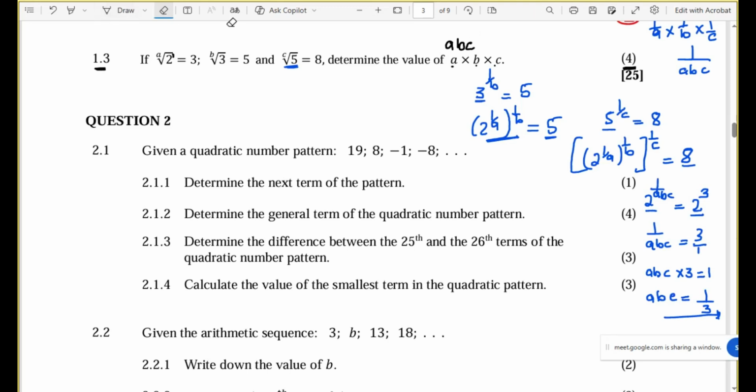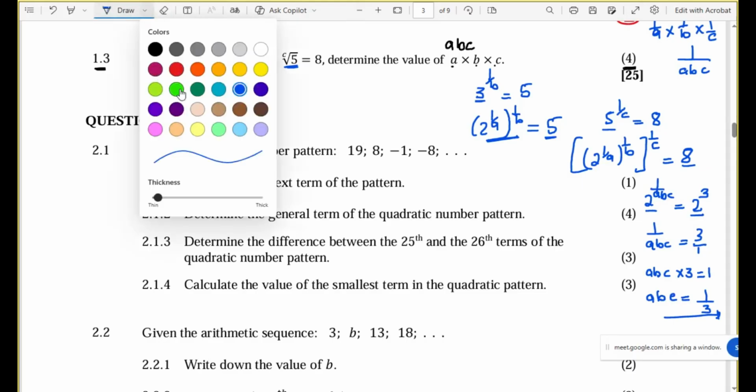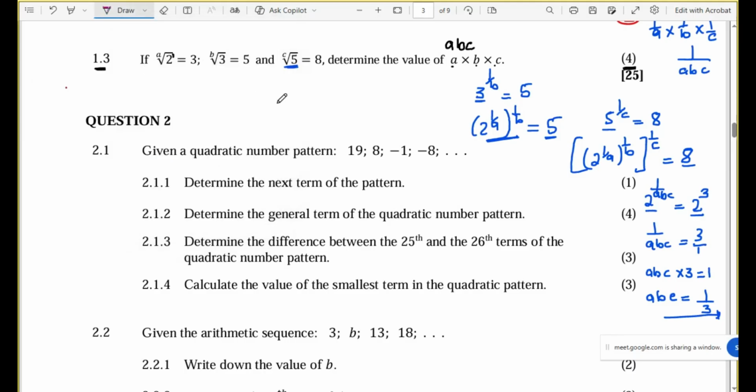Are you guys ready for question 2? Yes. Yuhen, you still with us? Yes, sir. Amy Shane, you in the lesson? Yes, Mpo, Katleo. Yes.